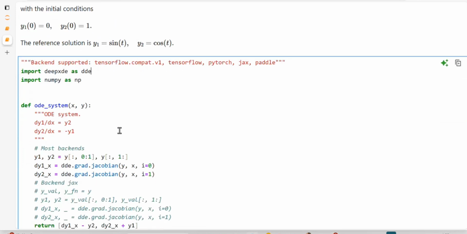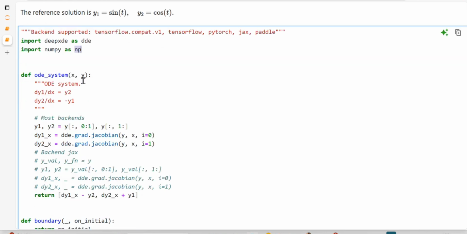Now, first of all, in this code, we need to import deepxde, which is a library for physics-informed neural networks. And we call that DDE. For sine and cosine and other functions, we need a library from Python, which is NumPy. We import that and call it by the short name np.